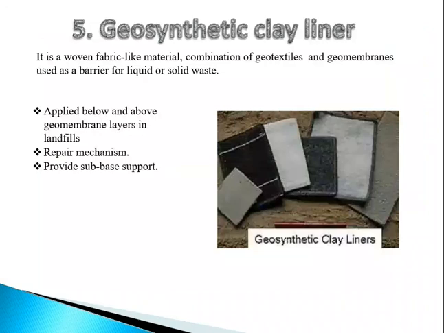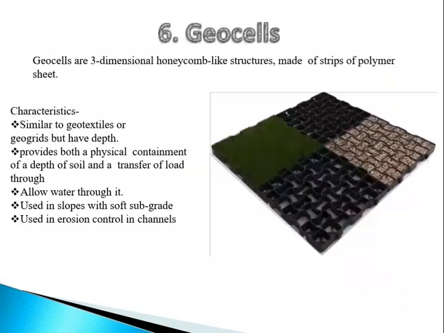Next one is geosynthetic clay liner. It is a woven fabric-like material, a combination of geotextiles and geomembranes, used as a barrier for liquid or solid waste, applied below and above geomembrane layers in landfills, for repair mechanism and to provide sub-base support. You can see its type in the image.